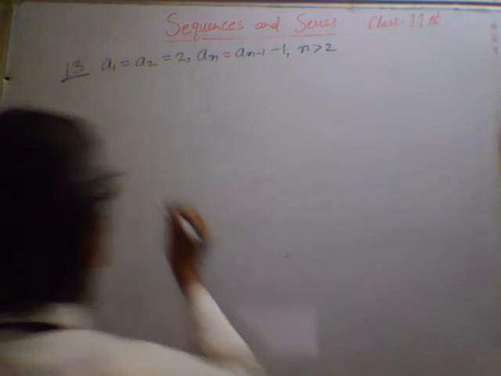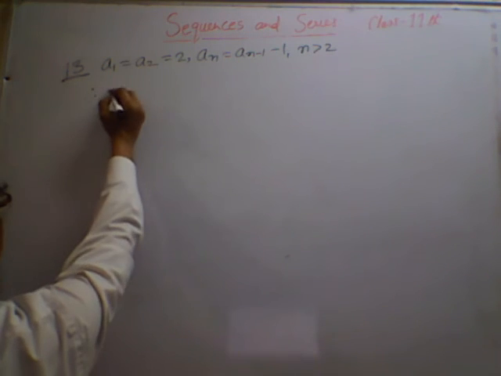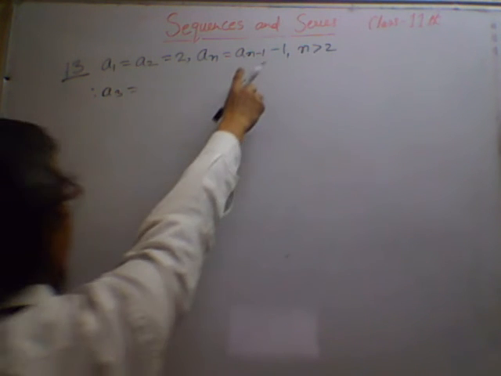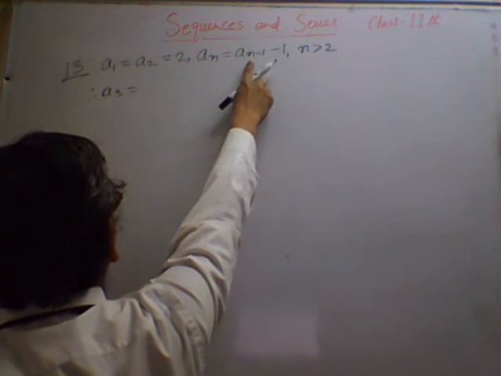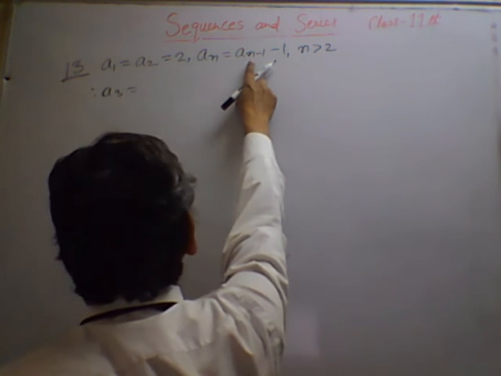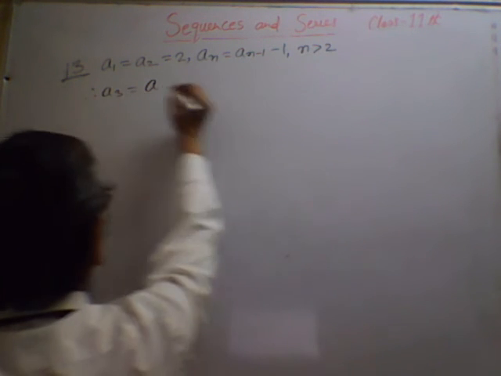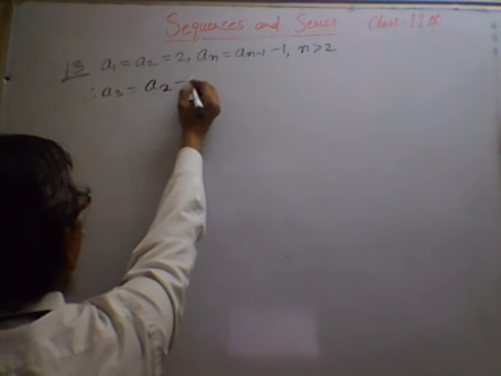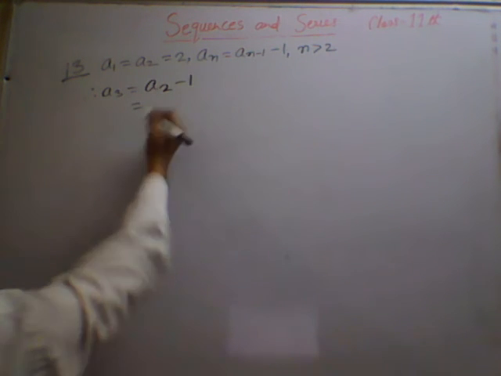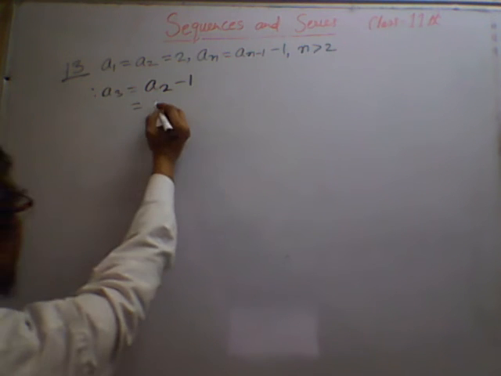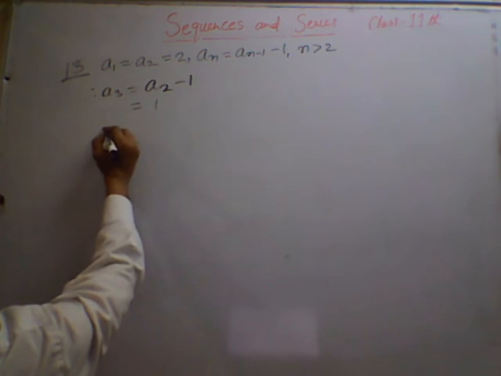Therefore, A3 equals, in the place of n we will write 3. A3 minus 1 means A2 minus 1, and we have the value of A2 as 2. So 2 minus 1 is 1. In the same way, A4.